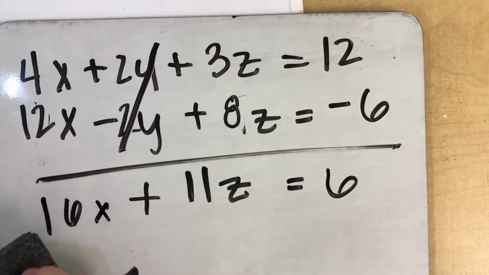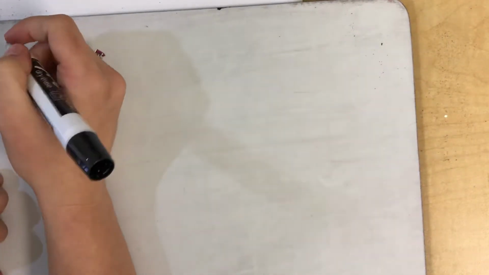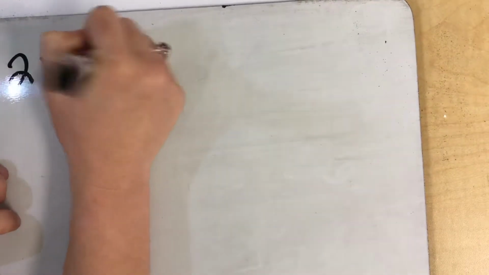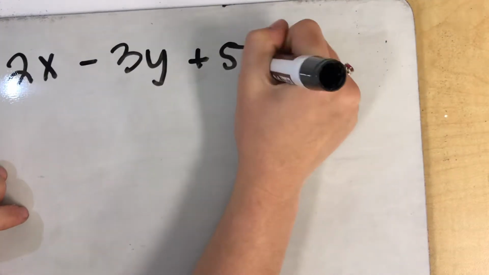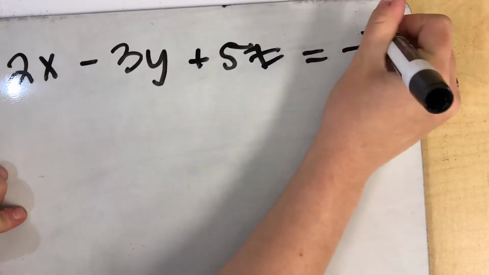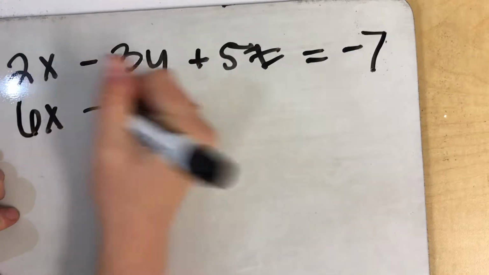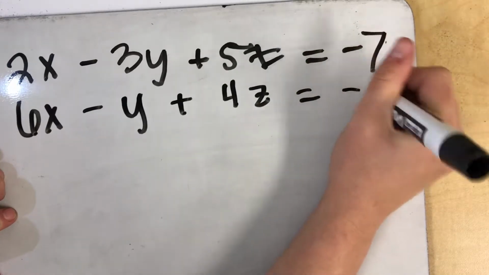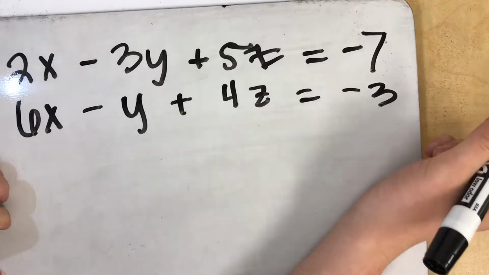Now to move on to the second part. This is a whole new equation. You're going to take the second equation, 2x minus 3y plus 5z equals negative 7. And you're also going to take the third equation, 6x minus y plus 4z equals negative 3. In this one, you want to make sure the y's cancel out.